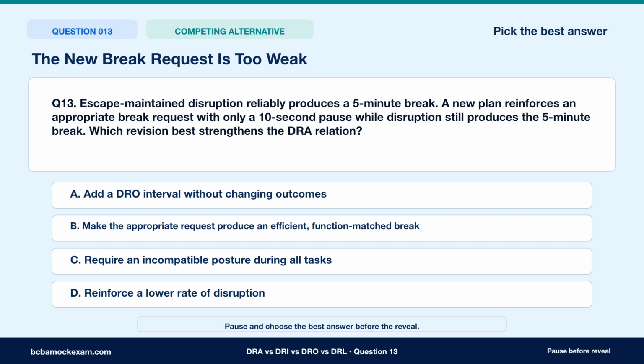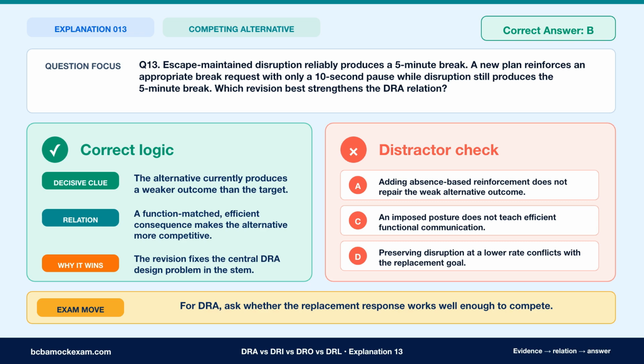Compare the target and replacement outcomes. Pause and choose. Choose B. Make the appropriate request produce an efficient, function-matched break. A function-matched, efficient consequence makes the alternative more competitive. Use the same relation on the rest.